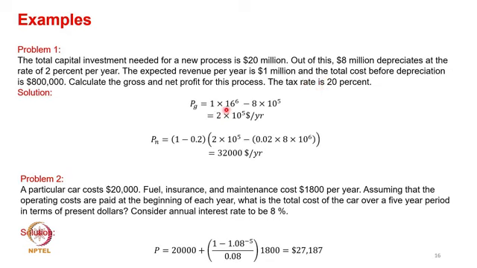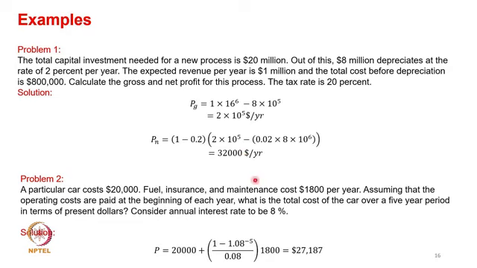So your PG would be 1 times 10^6 minus 8 times 10^5, which is 2 times 10^5 dollars per year, and the PN would be (1 - 0.2), since the tax rate is 20%, times (2 times 10^5 minus 0.02 times 8 times 10^6), where 0.02 is the depreciation factor, which is 2%. It would be $32,000 per year.